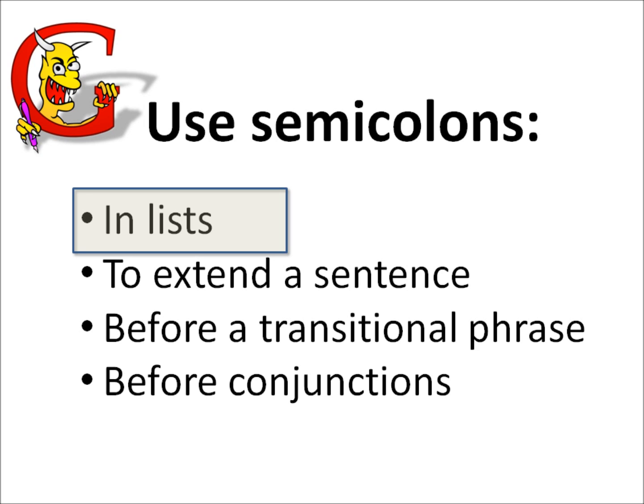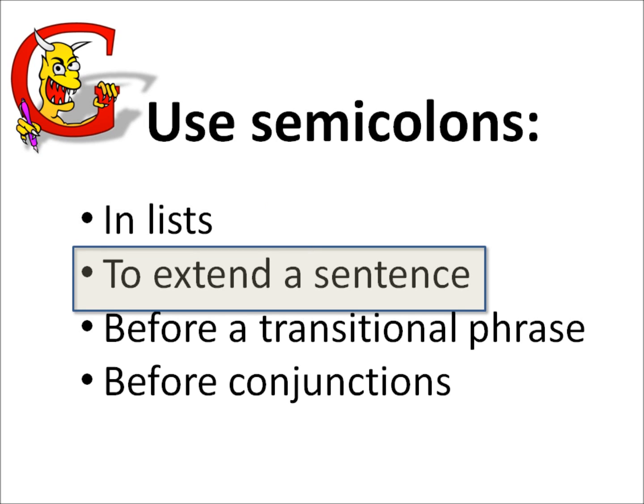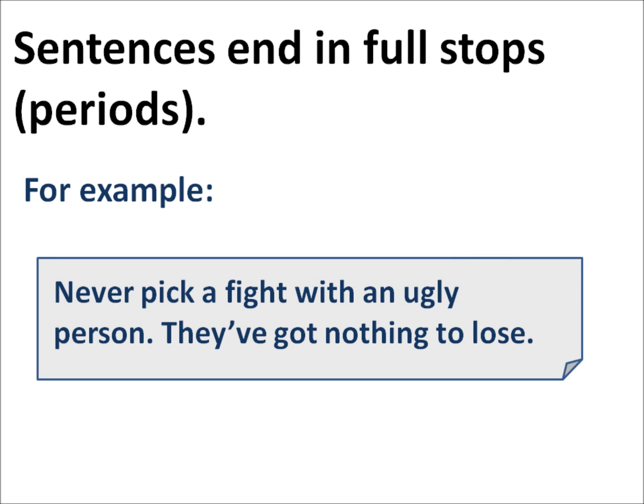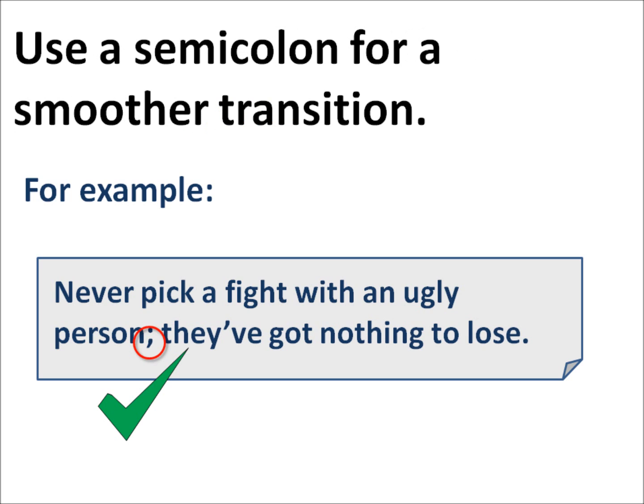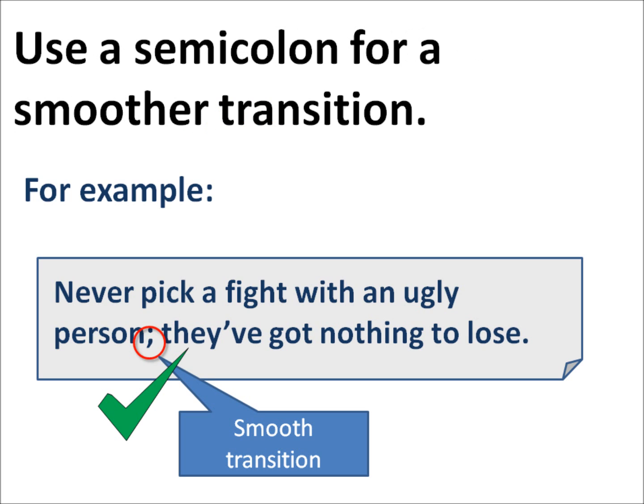The next thing we'll cover is how to use semicolons to extend a sentence. I might also have called this using a semicolon to merge two sentences together. Let's have a look at this example. Never pick a fight with an ugly person, they've got nothing to lose. These two sentences both end with full stops, periods if you're an American. In order to get a smoother transition from one sentence to the next, it is possible to use a semicolon instead of a full stop or a period.